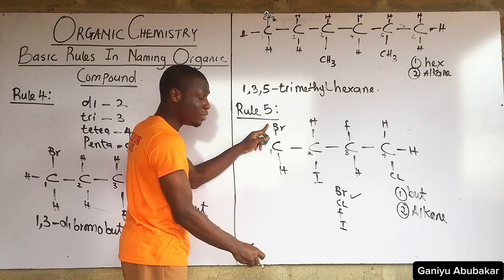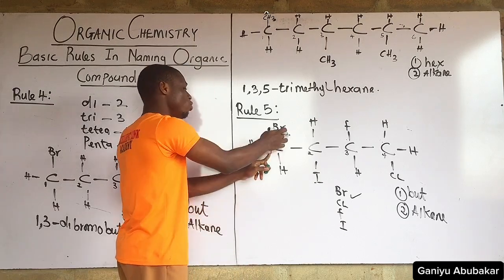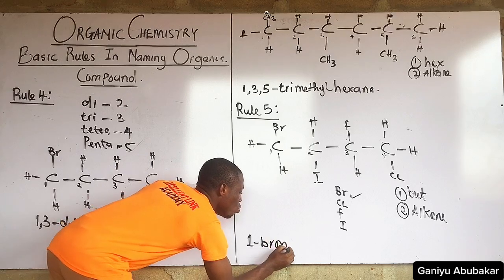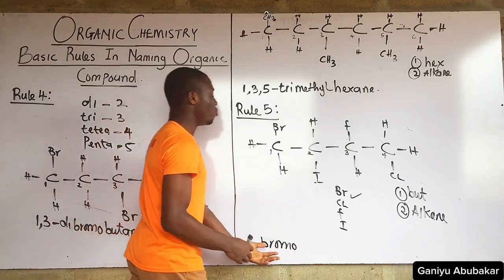What's the position of the bromine? That's 1. So the position of this bromine is 1. That becomes 1 bromo. Alright, I'm done with the bromine.